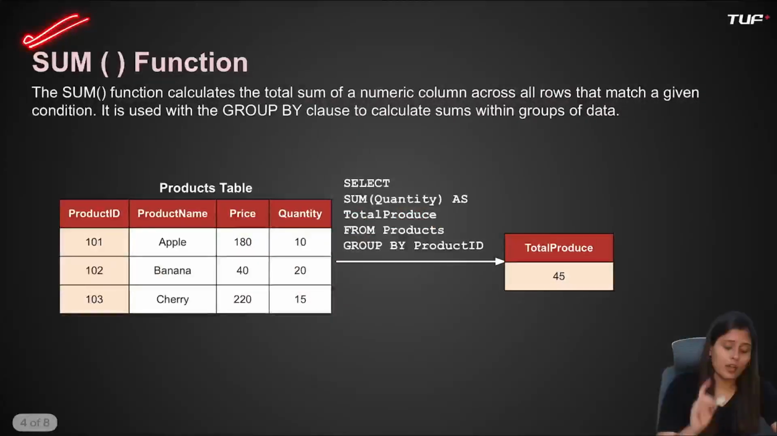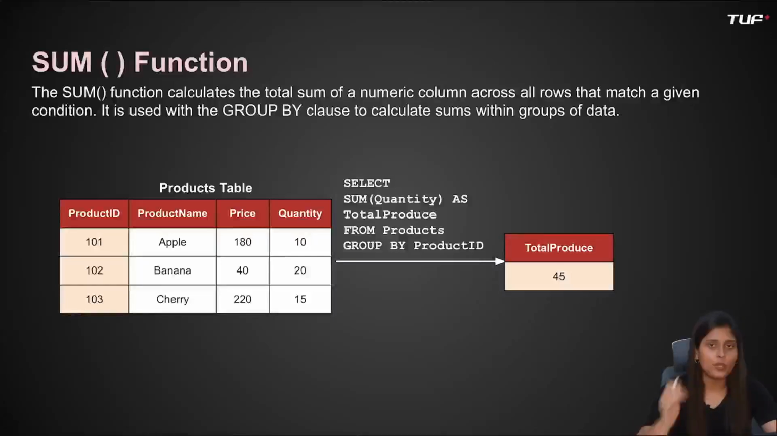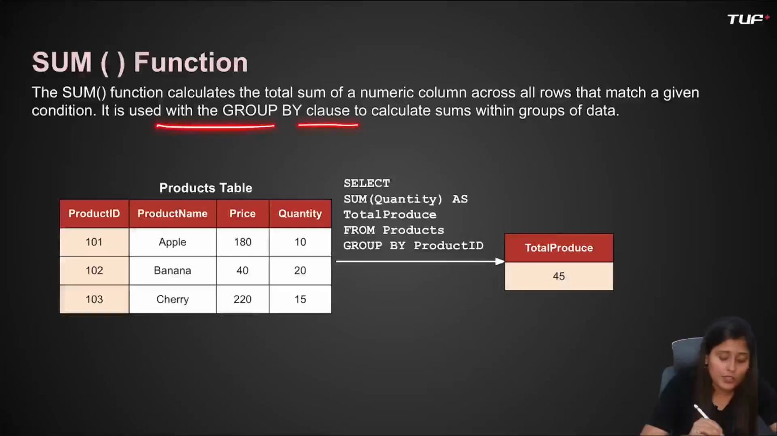Now another function is sum. Instead of counting like the count function does, it will give you the summation of all those columns based on some condition. This calculates the total sum of a numeric column across all the rows that match a given condition. It is used with the group by clause, so here we will be using it with the group by clause.